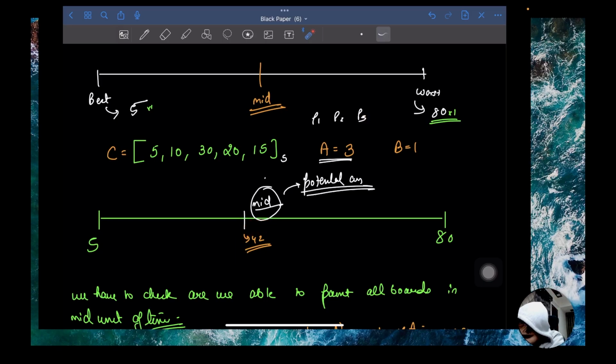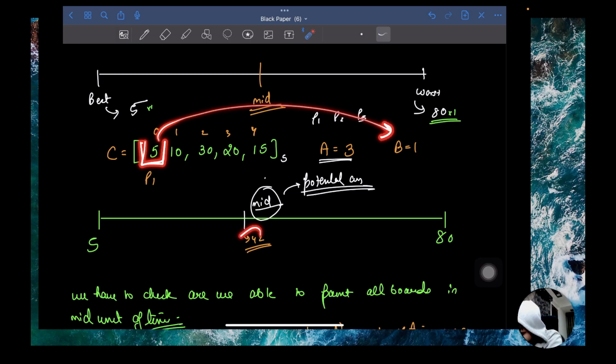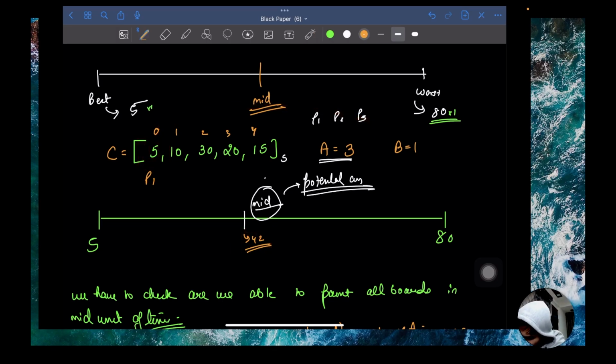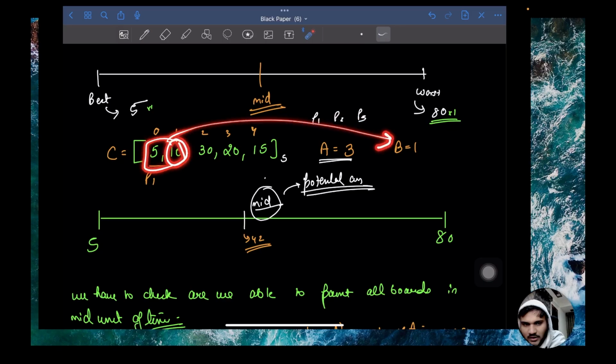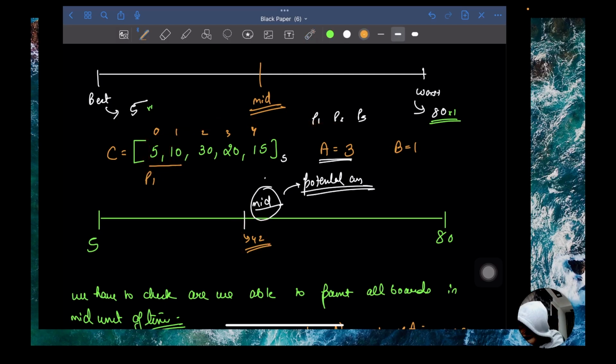Okay. We start with painter 1. The maximum limit for a painter is 42. One painter can be allocated 42 units of time or 42 unit worth of board. Okay. So if painter 1 starts with the 0th board, to paint the 0th board, it takes 5 into 1, 5 unit of time. Your limit is 42. Painter 1 can be extended to the next board also. This becomes 10 plus 5, 15. 15 into 1 is 15. 15 is also less than 42. No problem.